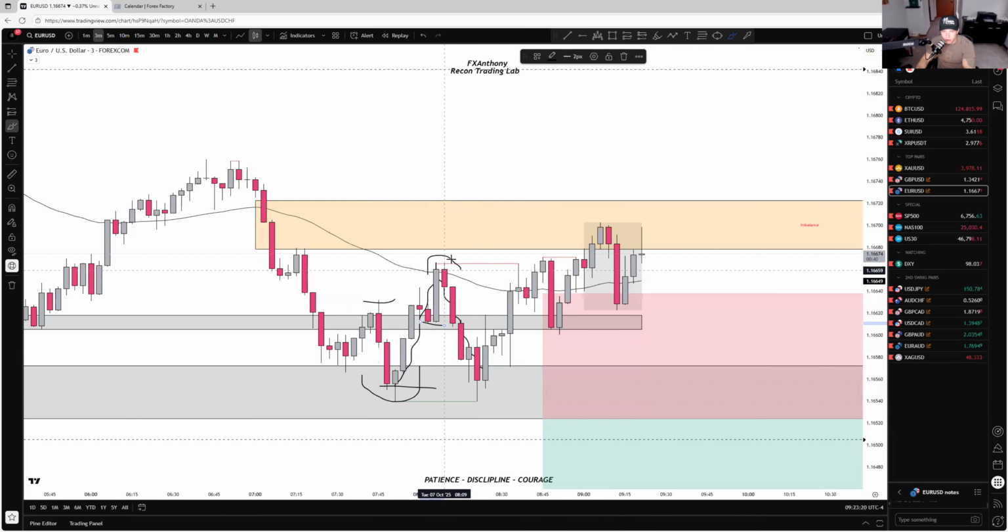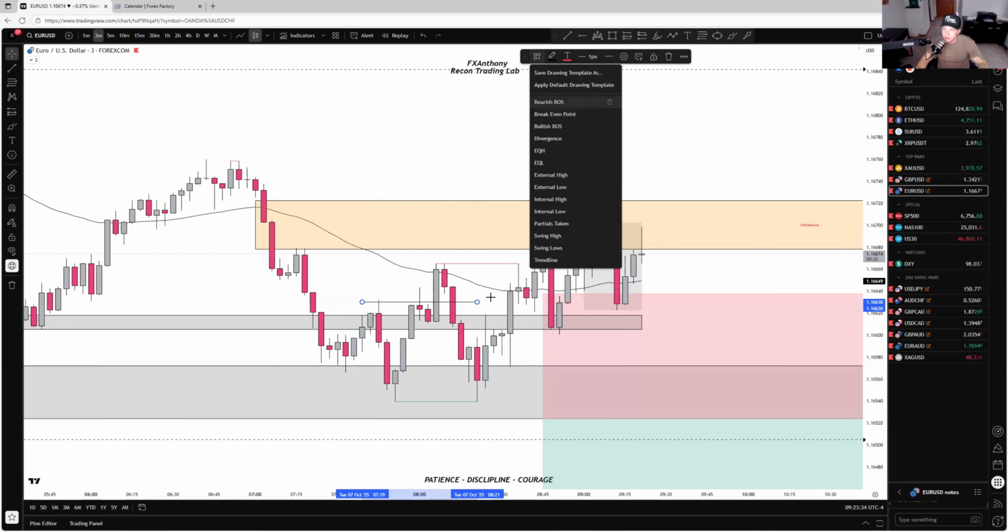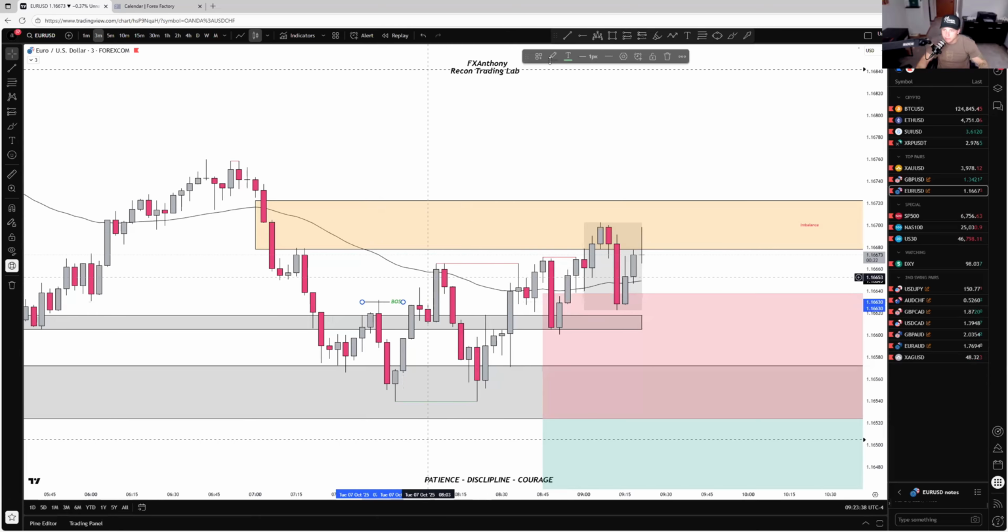But overall, the trend is bullish because this is your external high. This is your external low. Once again, let me redraw it. Let me just do the full setup, okay? We're going to do BOS here, bearish BOS, or bullish BOS, my apologies. Bullish BOS is right here. All right, we have our inducement.